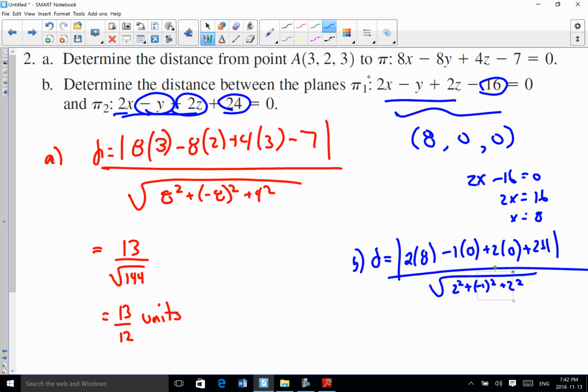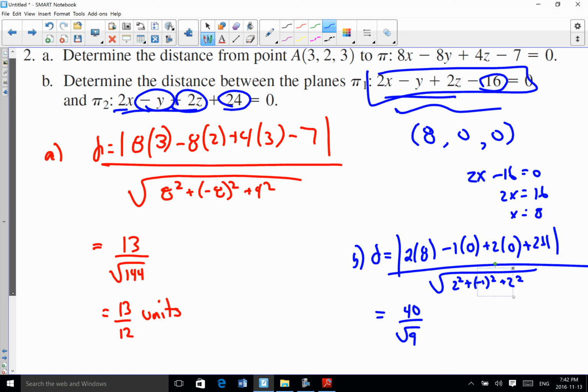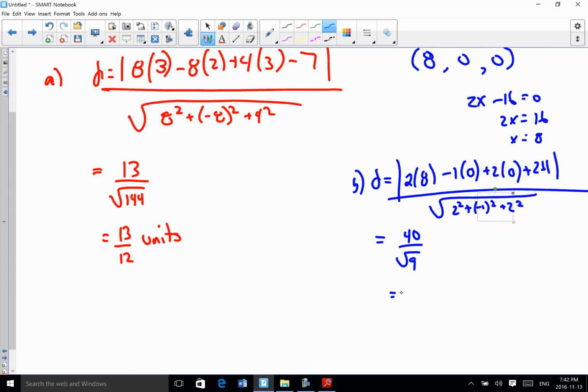Make sure if you're using a point from plane 1 that you use the coefficients on plane 2, or vice versa. Okay, on top we'll get absolute value of 40. On bottom we get the square root of 9. So we're going to end up with 40 over 3. And you're done.